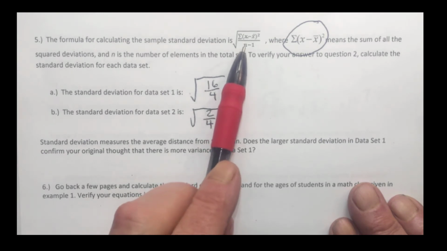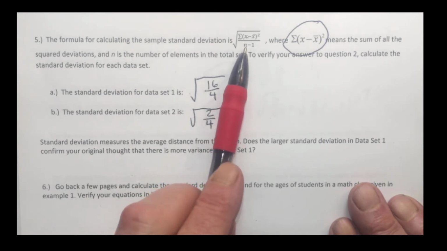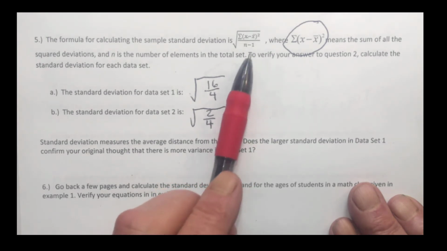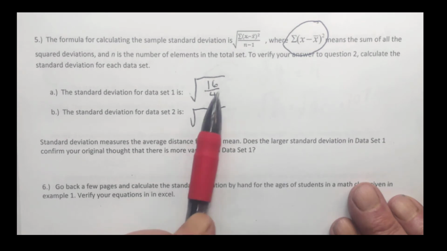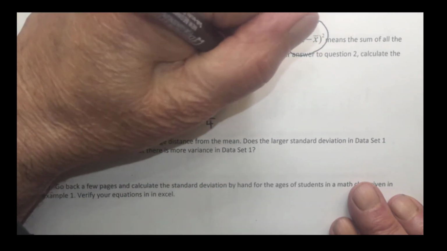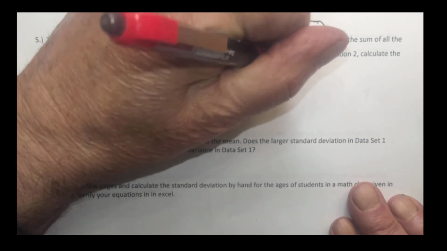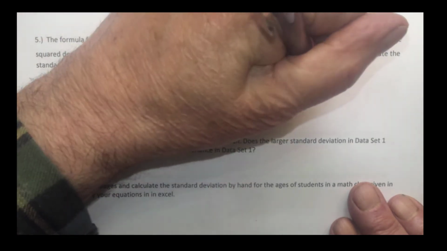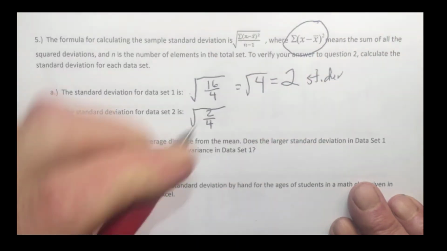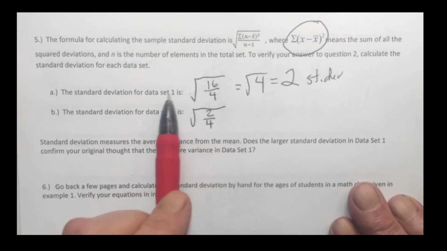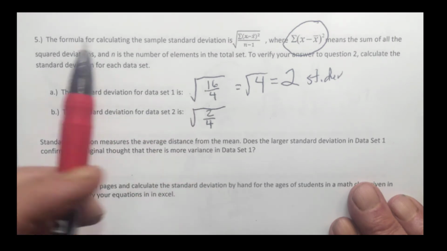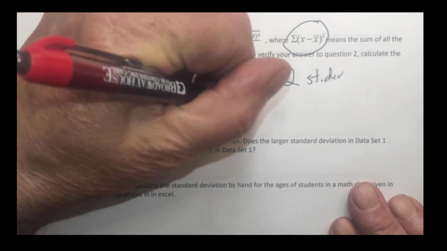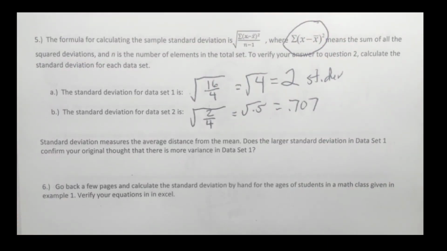Now n means the count, or how many. And for the standard deviation, it's the count minus 1. So there's 5 in the count of each one of them. 5 minus 1 is 4. 16 divided by 4 is 4, and the square root of 4 is 2. And 2 is the standard deviation for data set 1, the one that we figured had more variance. For data set 2, 2 divided by 4 is 0.5. The square root of 0.5 is 0.707.